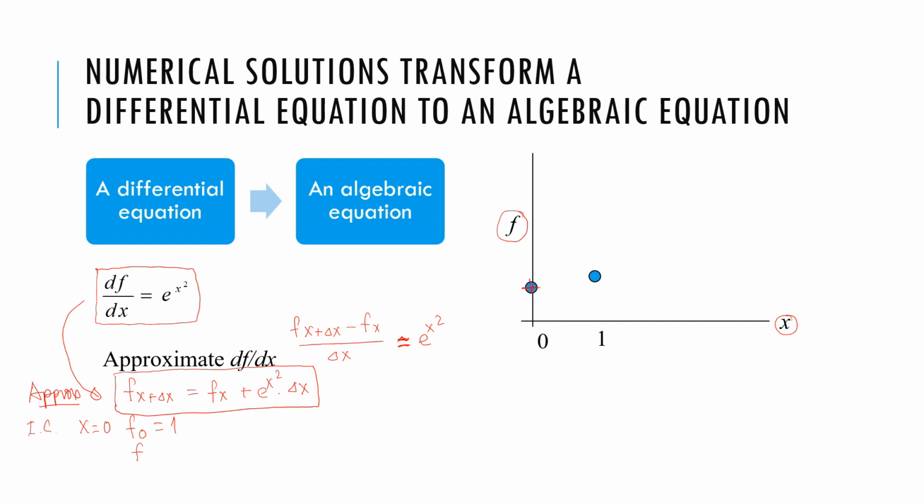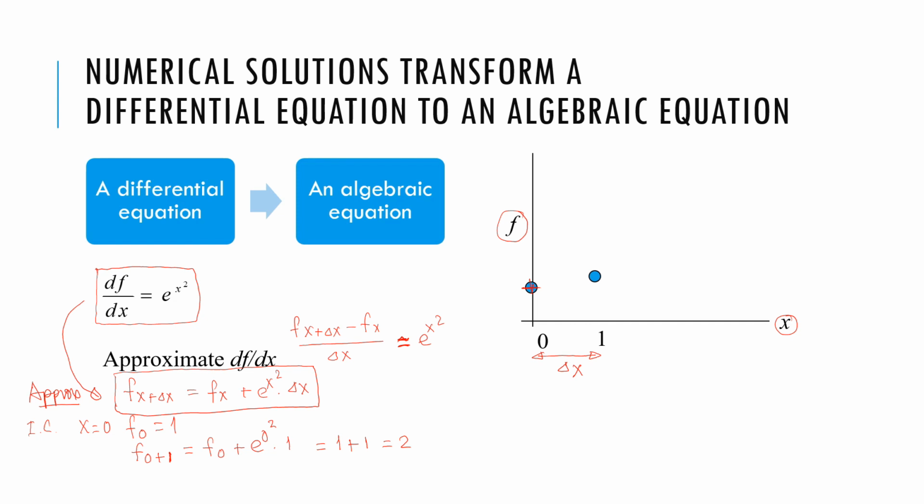So f at 0 plus a step size delta x equal to 1. So this is my delta x. Okay, delta x is equal to 1, is equal to f at 0 plus e raised to 0 squared times delta x, which is 1. So f of 0 is 1 plus e raised to 0 is also 1. So that is equal to 2. So that's what is plotted here.